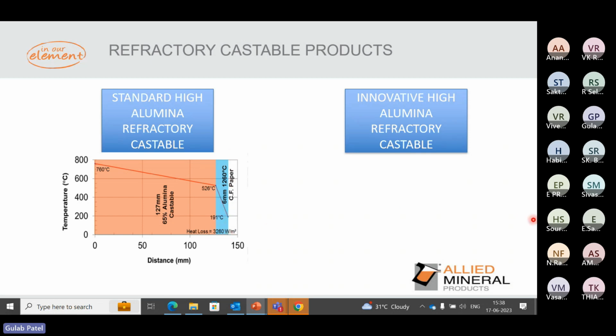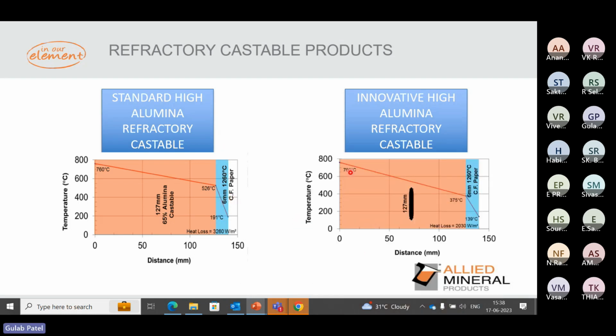But with the innovative high alumina refractory castable, which is currently available in the market, by changing this hot face lining system, this insulation backup is going to be the same. You can see that from the 760, the surface temperature over the 6 mm is reduced to 375, and ultimately the steel shell temperature is going to be 139. That is a difference of 191 to 139 just by changing this refractory castable. Nothing changed in the insulation backup lining.